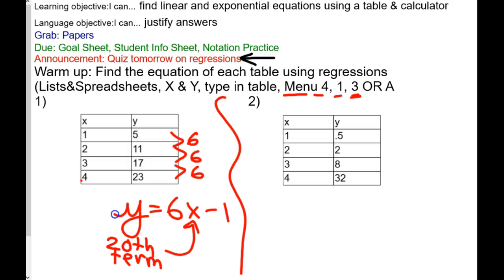Second one. Now, I want to see if it's linear. So to get from 0.5 to 2, that's adding 1.5. To get from 2 to 8, that's adding 6. These are not the same, right? So it's not linear. So I should try exponential. So I'm going to try it, menu 413. Let's do that.